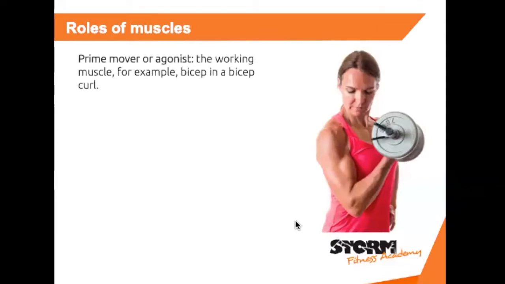So we have prime movers, which are also known as agonists. These are basically the muscles that are responsible for doing the bulk of the work. If you look at that girl there doing a bicep curl, her biceps are the prime mover, or the agonist, which means they're doing the main work, aren't they? That's the target muscle. When you look in a lot of gyms, when they have a label showing all the muscles worked during the exercise, the red areas are the prime movers, and the pink areas are synergists, which we'll talk about in a minute.